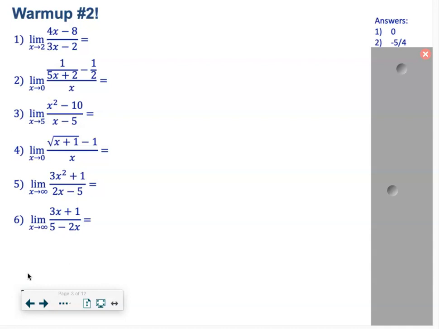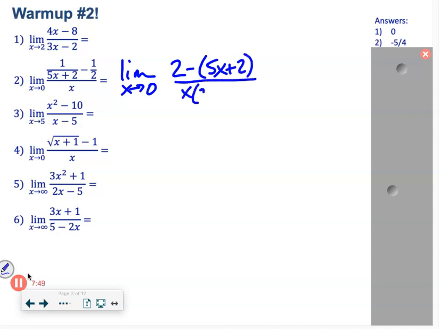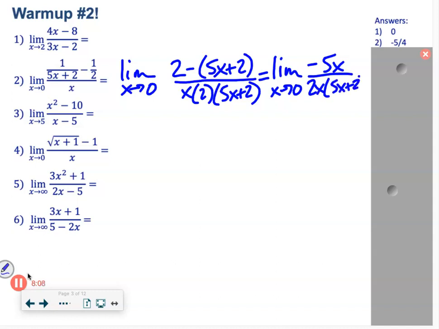All right, I'm going to quickly work this out. So the limit as x approaches 0, multiply the whole top and bottom by 2 times 5x plus 2. So you get 2 minus 5, or 5x plus 2 over x times 2 times 5x plus 2. So now when you plug in a 0, we've got to cancel some stuff. So 2 minus 2, so you get -5x over 2x times 5x plus 2. Now you cancel your x's and you get -5/4.